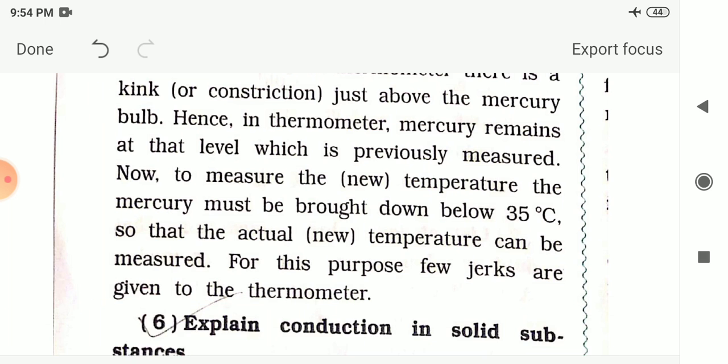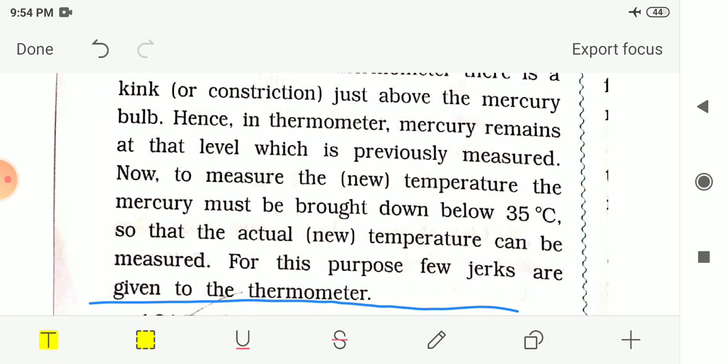So this is why we give jerks to the clinical thermometer: there is a kink-like structure which keeps the mercury at the previous reading. So for a new reading of the temperature, we should give jerks to the clinical thermometer to bring the mercury level down below 35 degrees Celsius, so that we can measure the actual temperature the second time. So this is why we give jerks to the clinical thermometer.